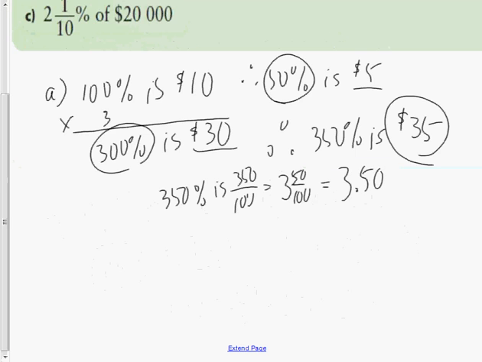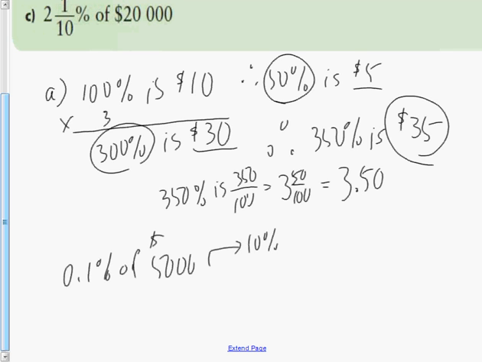The second question says 0.1% of $5,000. Okay. Back in grade 7 when you learned mental math, you learned that to get 10% of a number, you moved your decimal one place over. So 10% is $500. And if you asked what 1% was, you were told to move the decimal two places. So 1% would be $50.